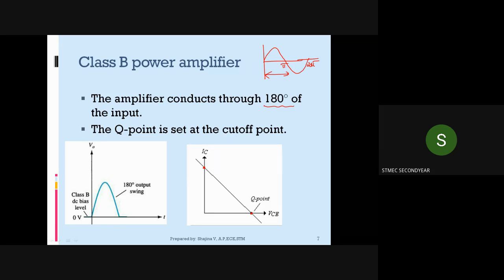So in class B power amplifier, it will conduct through 180 degree of the input. Okay. For that, you have to set your Q point at the cutoff point. So here is where the Q point is selected for class B operation. For class B operation, we are selecting the Q point at the cutoff point. That is why half of the input signal will be cut off, or we can say clipped off. Okay. That is why only a single half cycle can be obtained.